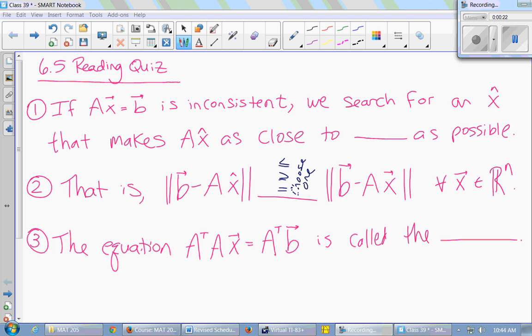B. B. So there is no x that makes Ax equal b, right? So we're looking for an x that gets us as close to b as possible. If you didn't write b, you got it wrong. Nope.